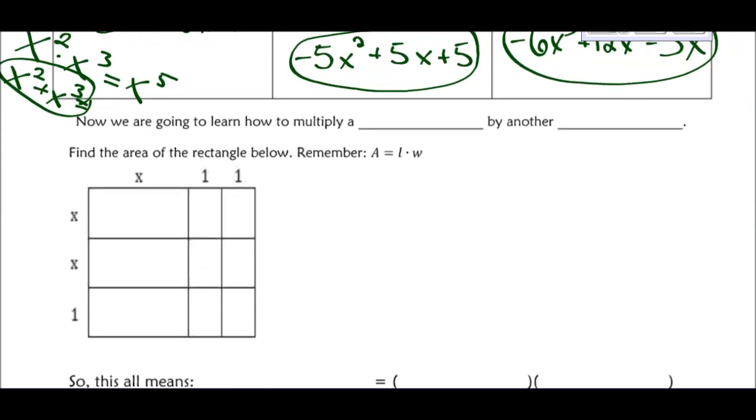Alright, so now we're going to be multiplying two polynomials together. A polynomial is basically just something with more than one term. Polynomial. The prefix poly just means many. So it's just saying many terms. That's really all that means, many terms.